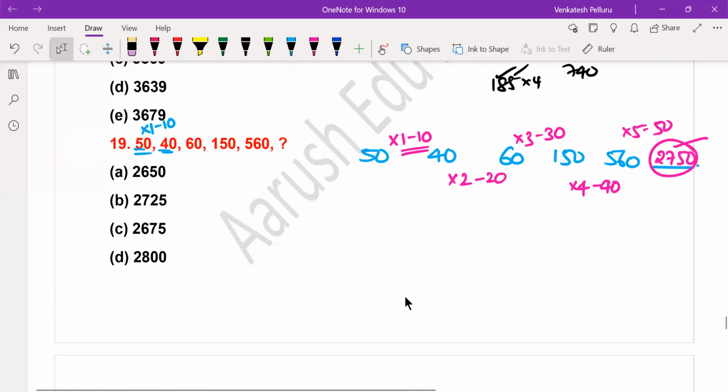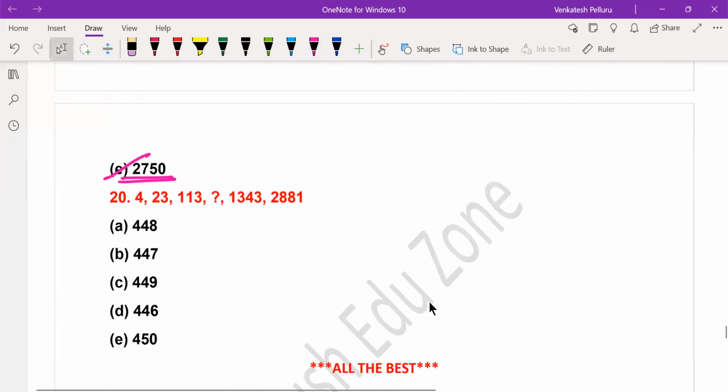Look at the logic, into 1 minus 10. I have used the same logic for addition also, into 1 plus 10, into 2 plus 20. If you remember, the same logic has been used for subtraction also.